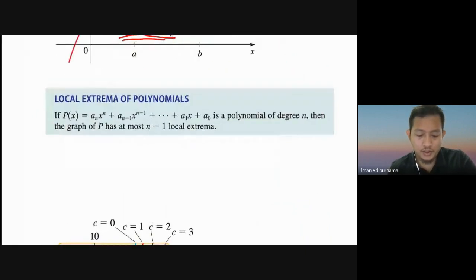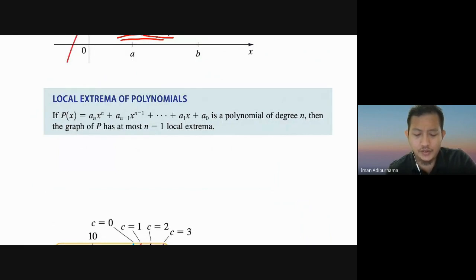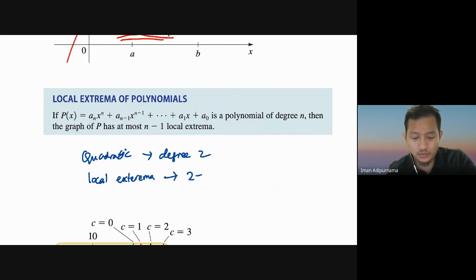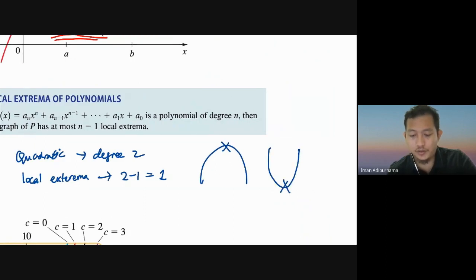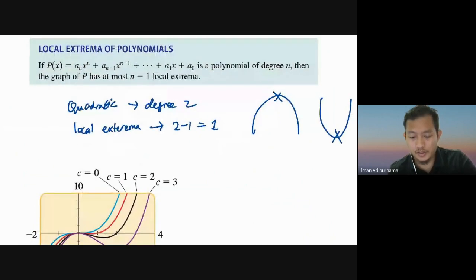And there is one theorem that is actually quite reasonable. If you have a polynomial of degree n, then the graph will have at most n minus 1 local extrema. For example, you have a quadratic. This is degree 2. The number of local extrema will be 2 minus 1. So we will only see 1 point here or 1 point here. Okay, only one local extrema.